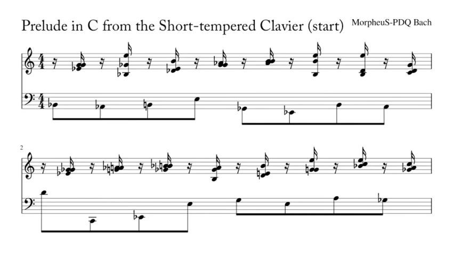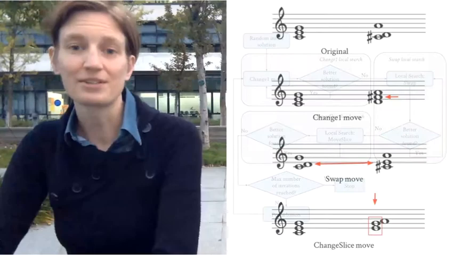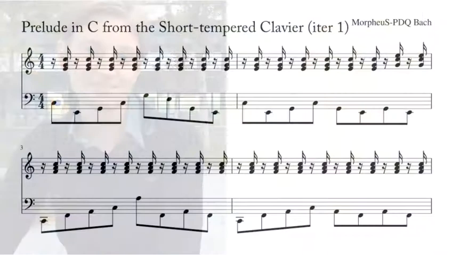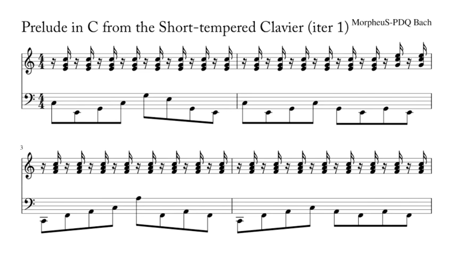We use a variable neighborhood search algorithm to iterate towards the target tension profile. After one iteration, we get... At iteration 3... this is Bach's March in D.